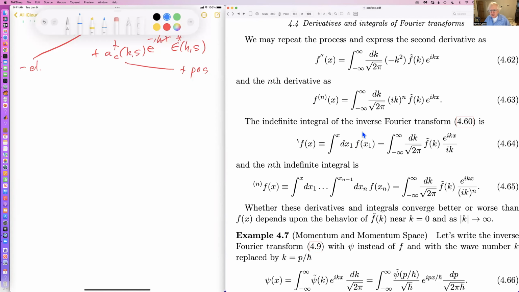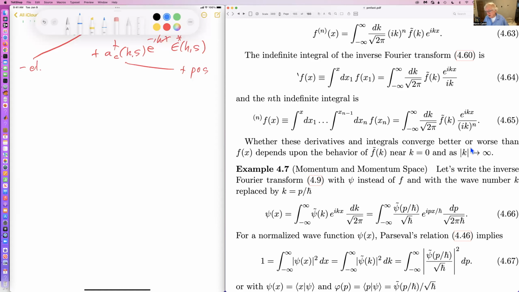Differentiation is already a lot more complicated than just multiplication by ik, but integration is much harder than differentiation, and integrating n times is a real problem. But all you have to do is divide by ik to the n.